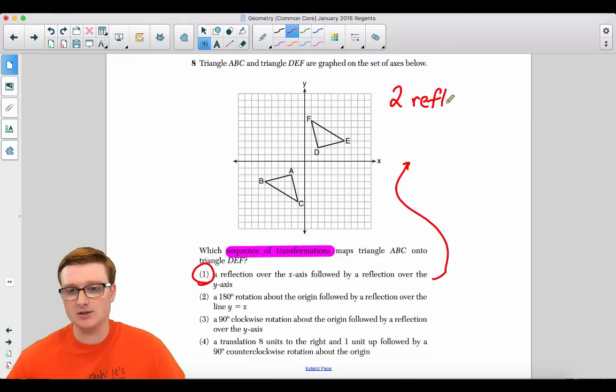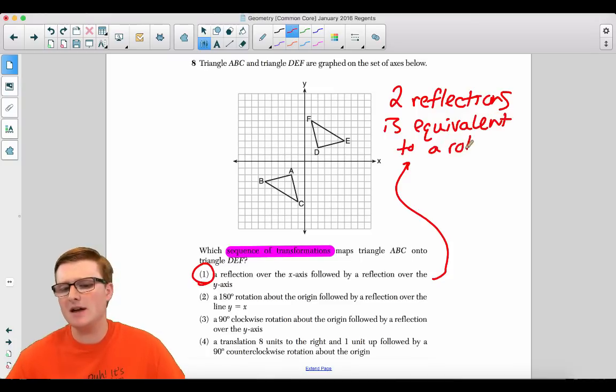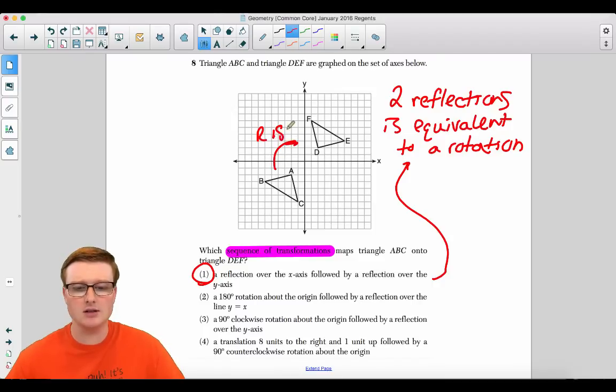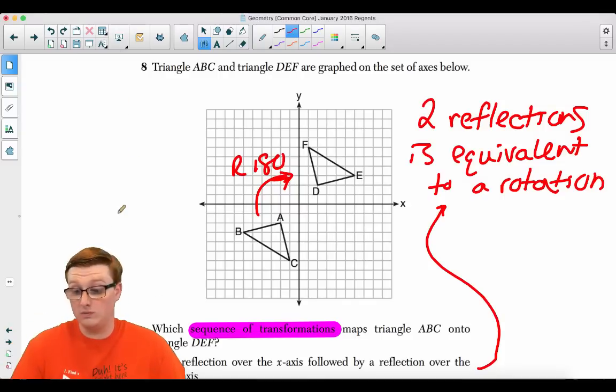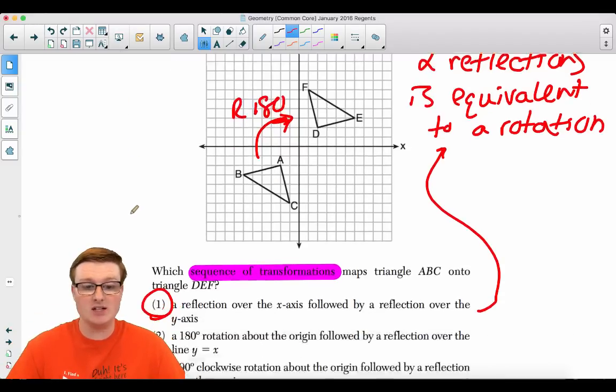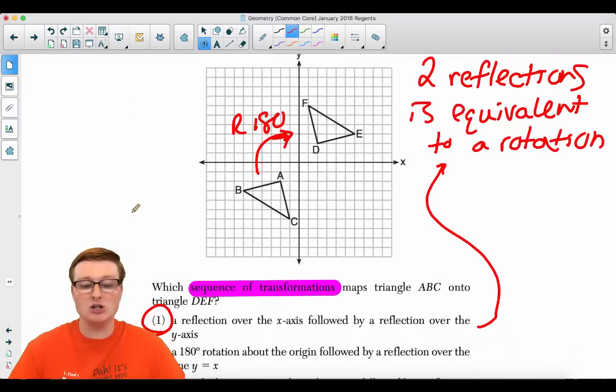Two reflections is equivalent to a rotation. Do you remember that I just said that this was a rotation of 180 degrees? And it is. It is a rotation of 180, but that's not one of the answer choices. You had to know that 2 reflections is equivalent to one rotation. So that's why number 8 is going to be choice 1.